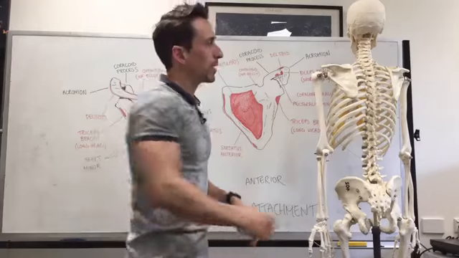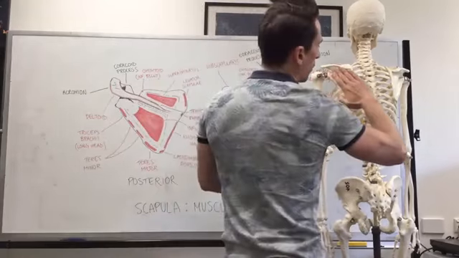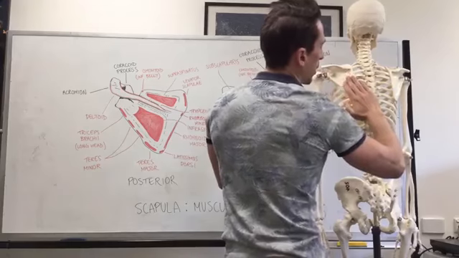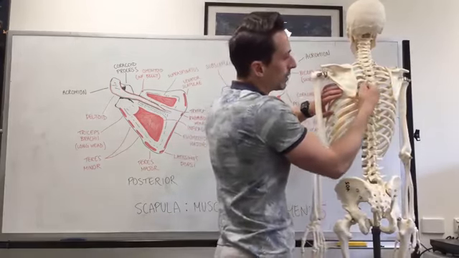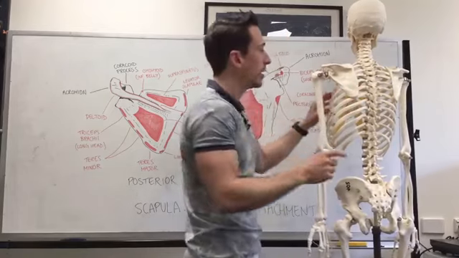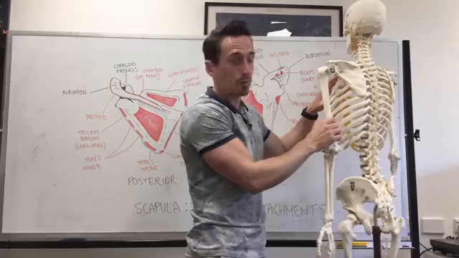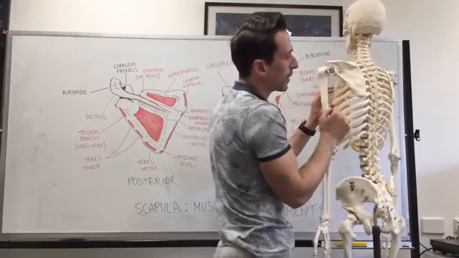What about depression? We need to depress the scapula. Well, it's going to be the lower fibers of the trapezius that play a role in depression. It's also going to be the lower fibers of the serratus anterior. Remember, the serratus anterior has its origins on the first 8 ribs. When the lower fibers contract, they depress the scapula.